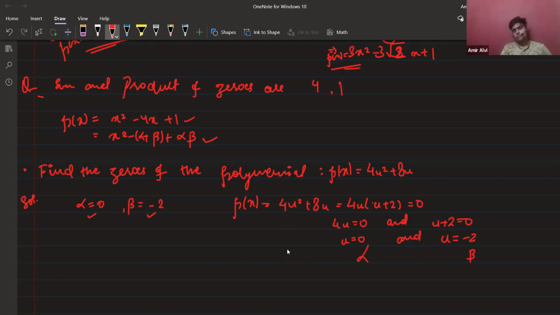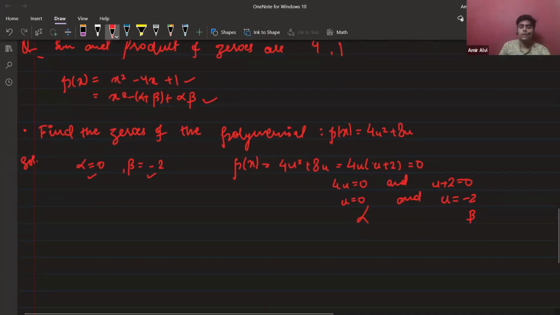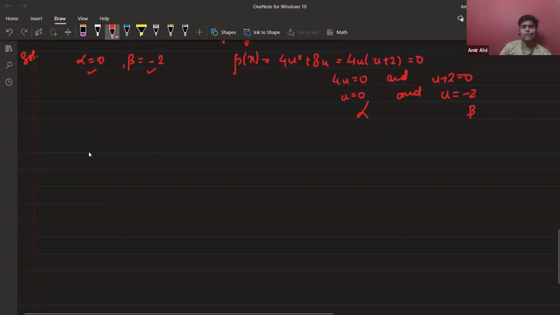So that's all for this class. We have completed our polynomials chapter. Let me give you one more thing as well. Questions related to cubic polynomial are not there in NCERT, but I'm giving you some of the zeros and all the terms related to it. Can you tell me what is the standard form for the cubic polynomial?